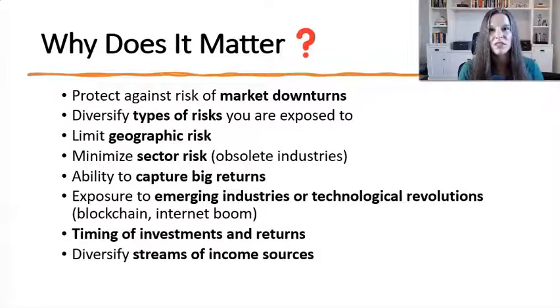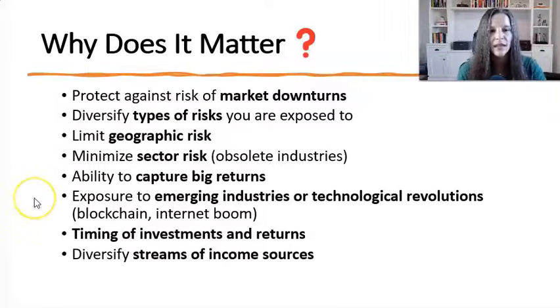You could have a situation where some AI comes out and just completely makes an entire industry obsolete. So you want to make sure you're diversifying against that potential risk. You also want the ability to capture big returns. So these two kind of go hand in hand. You're diversifying not only to limit your downside exposure, but you want to be able to maximize your upside exposure as well. So you want to make sure you do have some investments that could have big gains, to make sure you're diversifying the ability to capture upside risk as well.